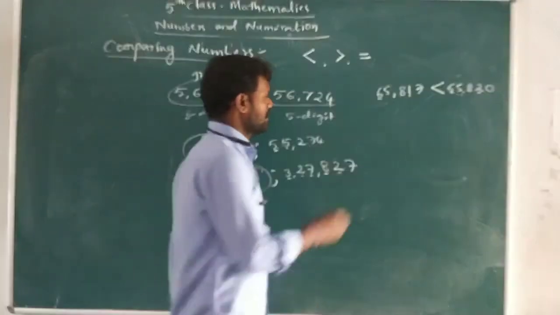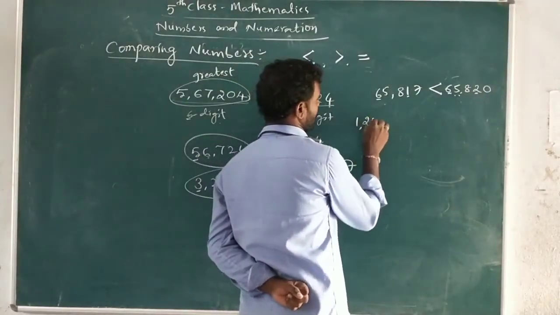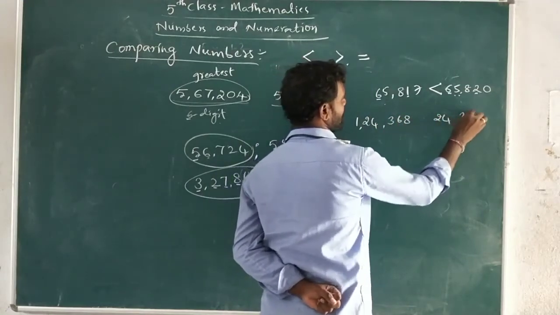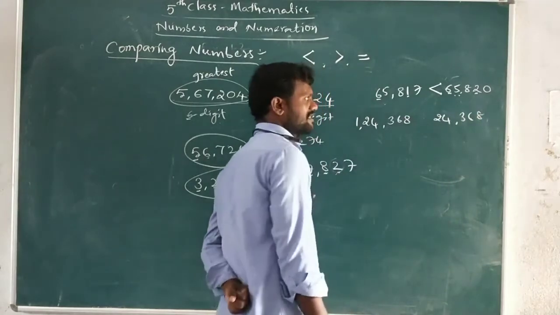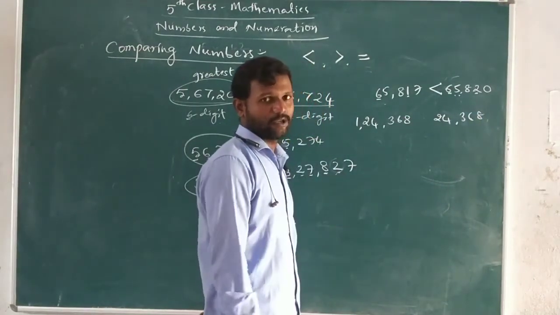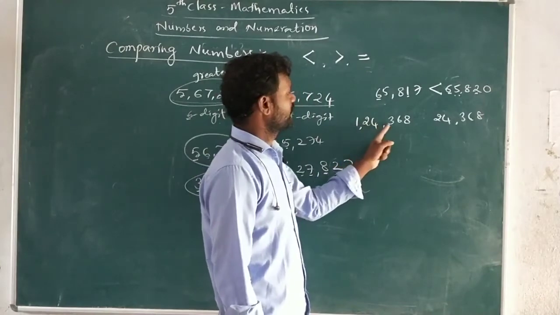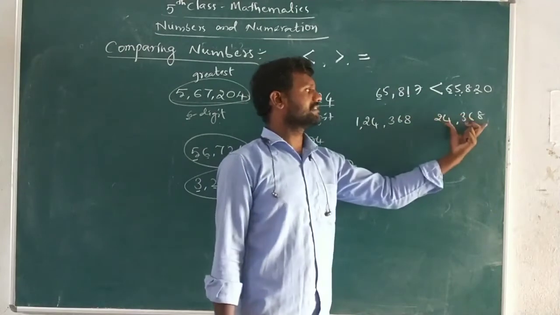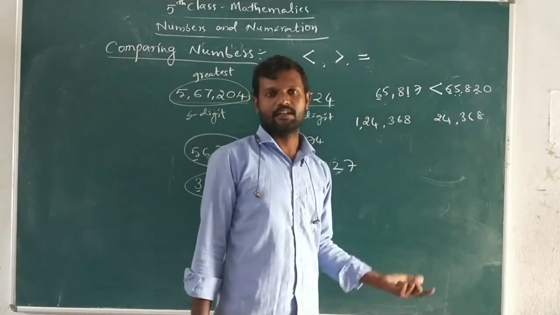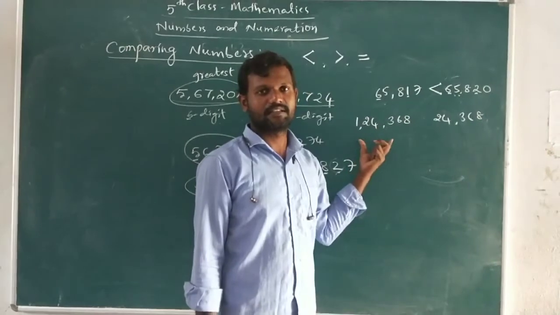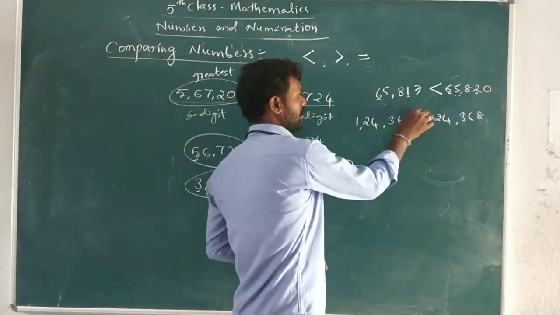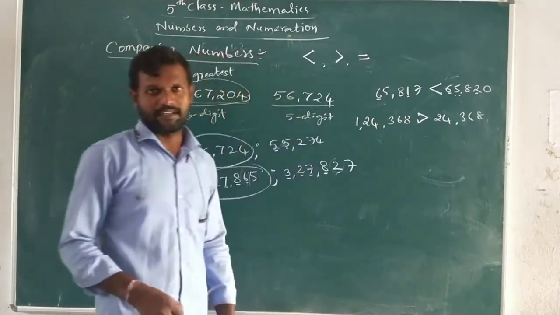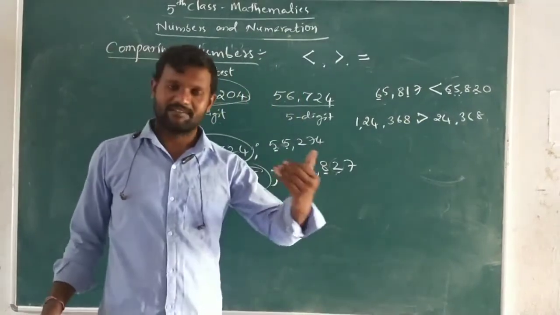Okay. Now I have given another number like this: 1,24,368 and 24,368. Now which symbol do we have to use? Which is bigger among these? 1, 2, 3, 4, 5, 6. 1, 2, 3, 4, 5. It is a 6-digit number and this is a 5-digit number. Directly I can say the number with more digits, this has 6 digits, more. So that's why it is greater. Use this symbol.